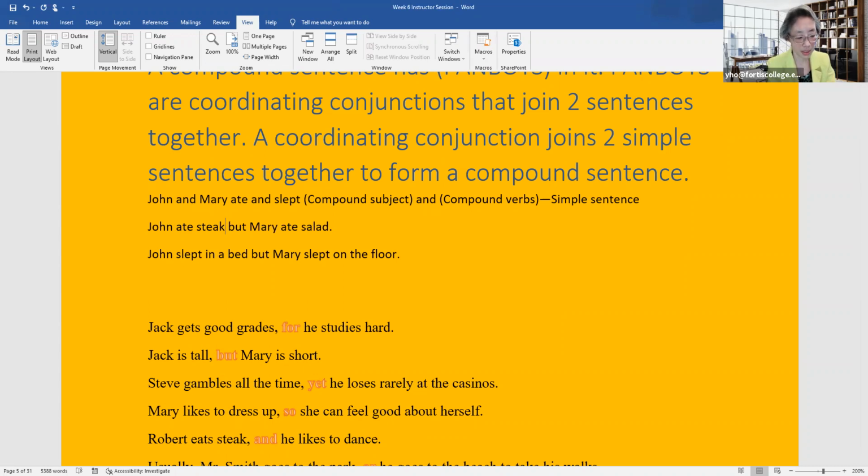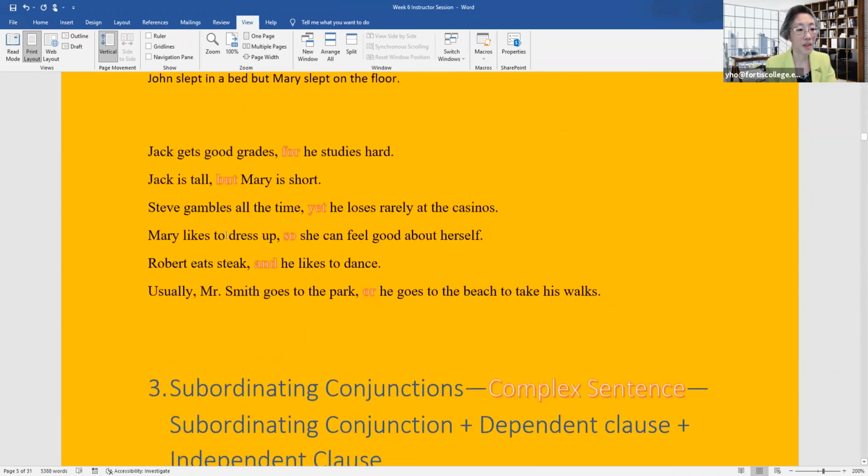one sentence, and then you have another sentence joined by but. So here you have John gets good grades, for he studies hard. Jack is tall, but Mary is short. Steve gambles all the time, yet he rarely loses at the casinos.